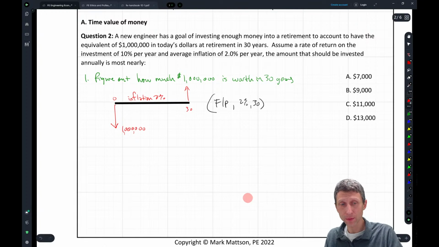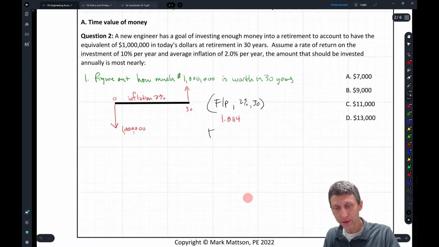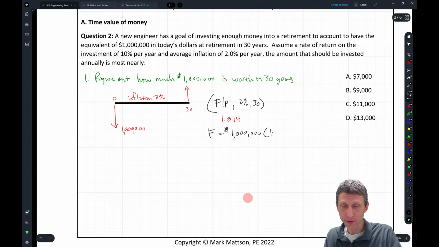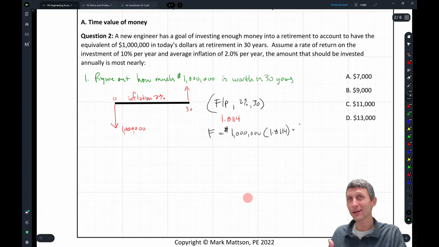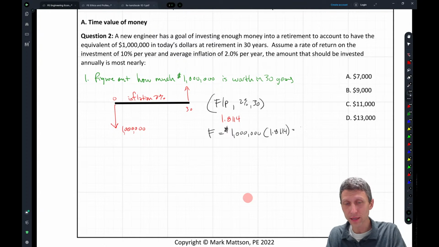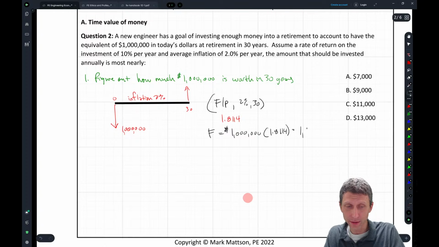So I think that was a 1.8114, right? So in other words, our future value here equals our $1 million, which is our present value, times this factor. So times the factor of 1.8114. So in other words, in 30 years, a millionaire today is going to be almost like a 1.8 millionaire in 30 years.